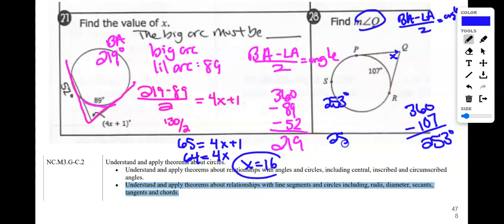So 253 minus 107 divided by 2. So that one's already solved. We just got to simplify it. And you get 73.